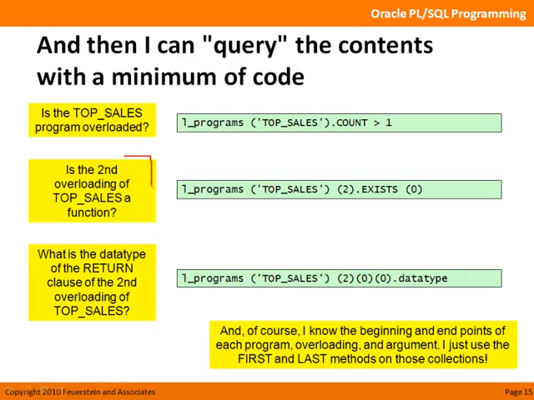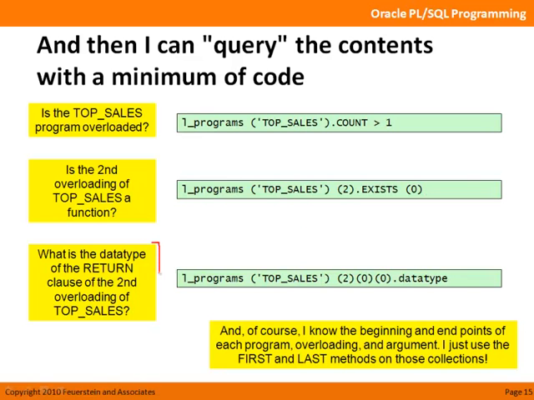Is the second overloading of top sales a function? Well, go to all the overloadings of top sales, go to the second overloading of top sales, and find out if I have an argument, a position, an argument at position 0. And in the parlance of all arguments, that means that it's a return, not the first argument or second argument. If there's something at position 0, that means it's a return statement, which means it must be a function.